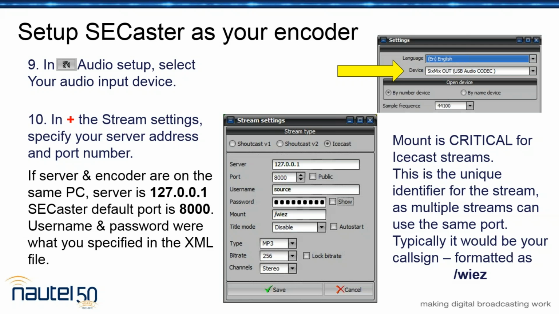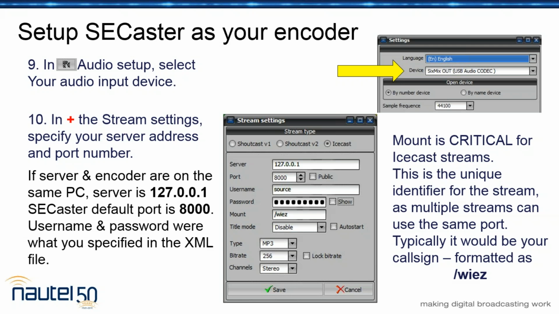Then in your stream settings under the red plus sign, you'll need to specify your server address and your port number. If the server and the encoder are running on the same PC, then the server is your default local IP, which is 127.0.0.1. The default port for SECaster is 8000, and then the username that you'll specify is what you specified in that XML file. The mount point is critical for Icecast streams.